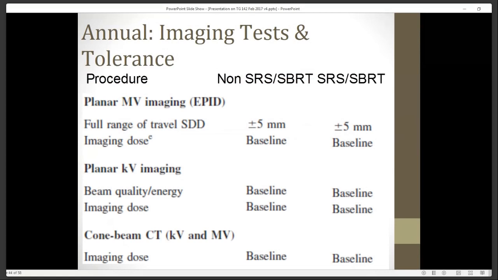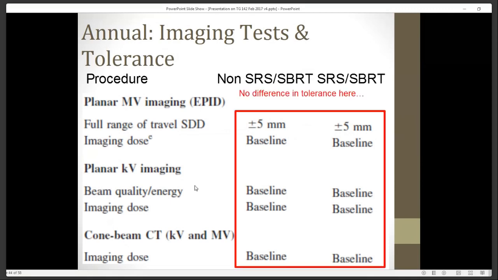So some of the imaging tests. Basically, if you look at this here, there's nothing substantial beyond the monthly other than dose and, I guess, beam quality for planar imaging. And there's no tolerance difference here between SRS and non-SRS machines.